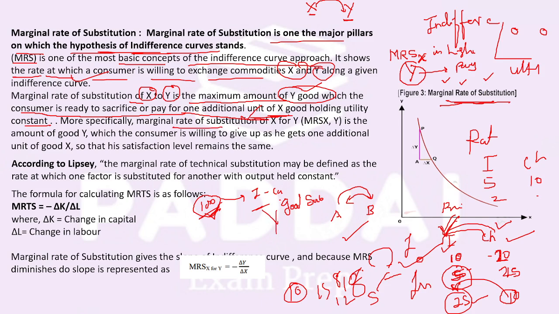More specifically, marginal rate of substitution x for y, MRSXY, is the amount of good y which the consumer is willing to give up as he gets one additional unit of good x. So his satisfaction level remains the same. Simple सा है. Marginal rate of substitution of x for y. ठीक है. तो इस गुड के लिए y, ठीक है, y गुड के लिए, in order to get extra x I am ready to replace y.